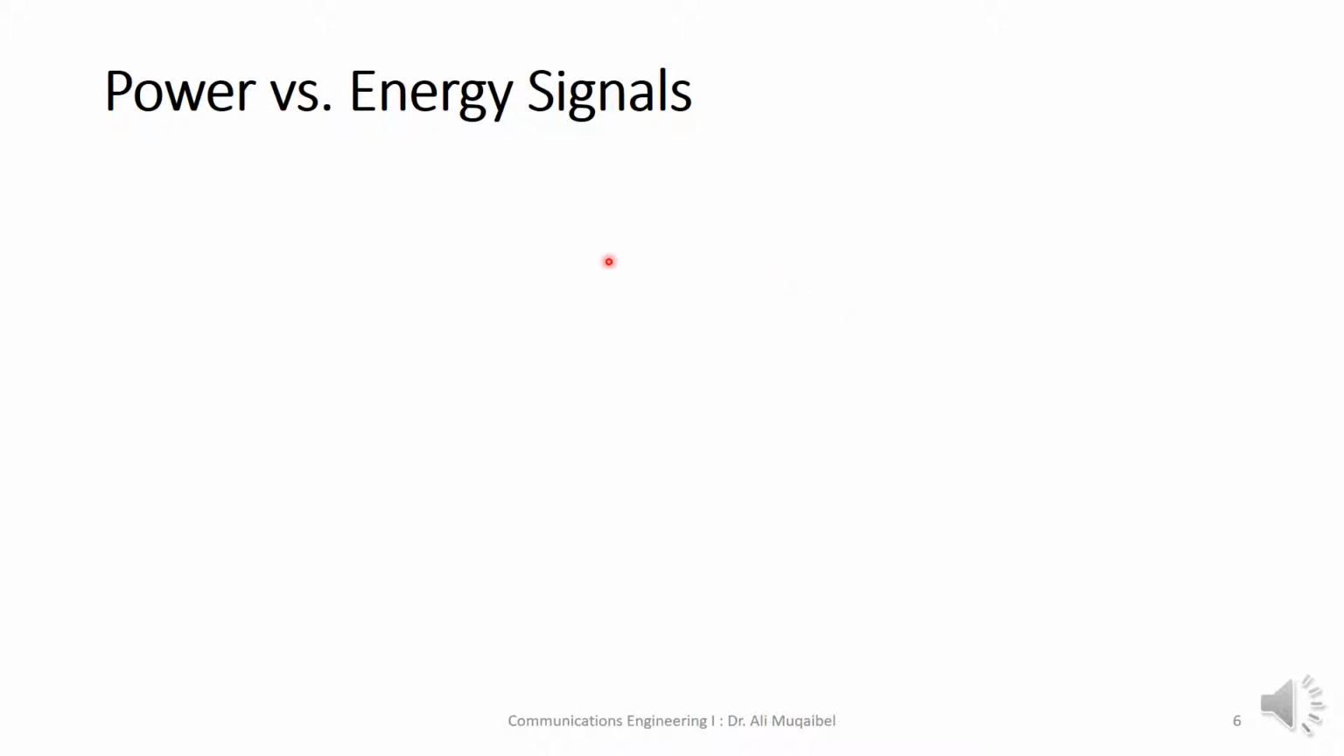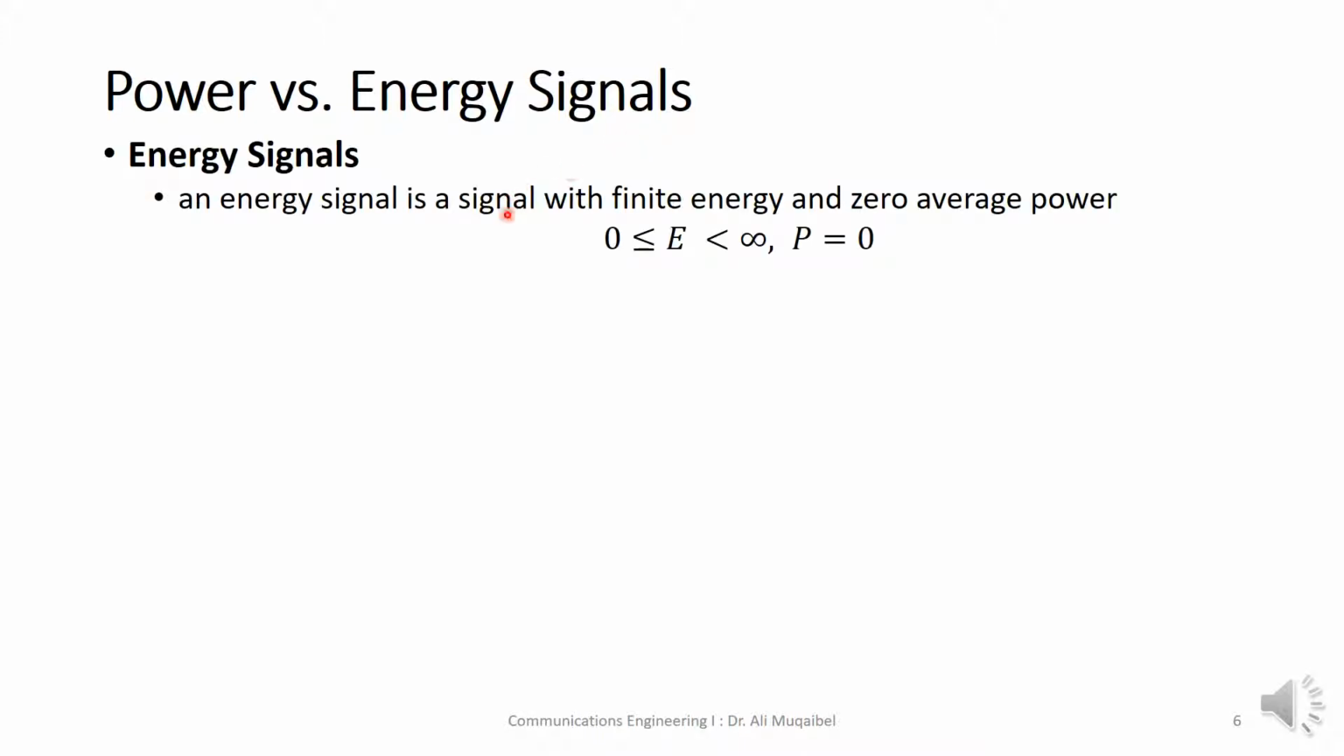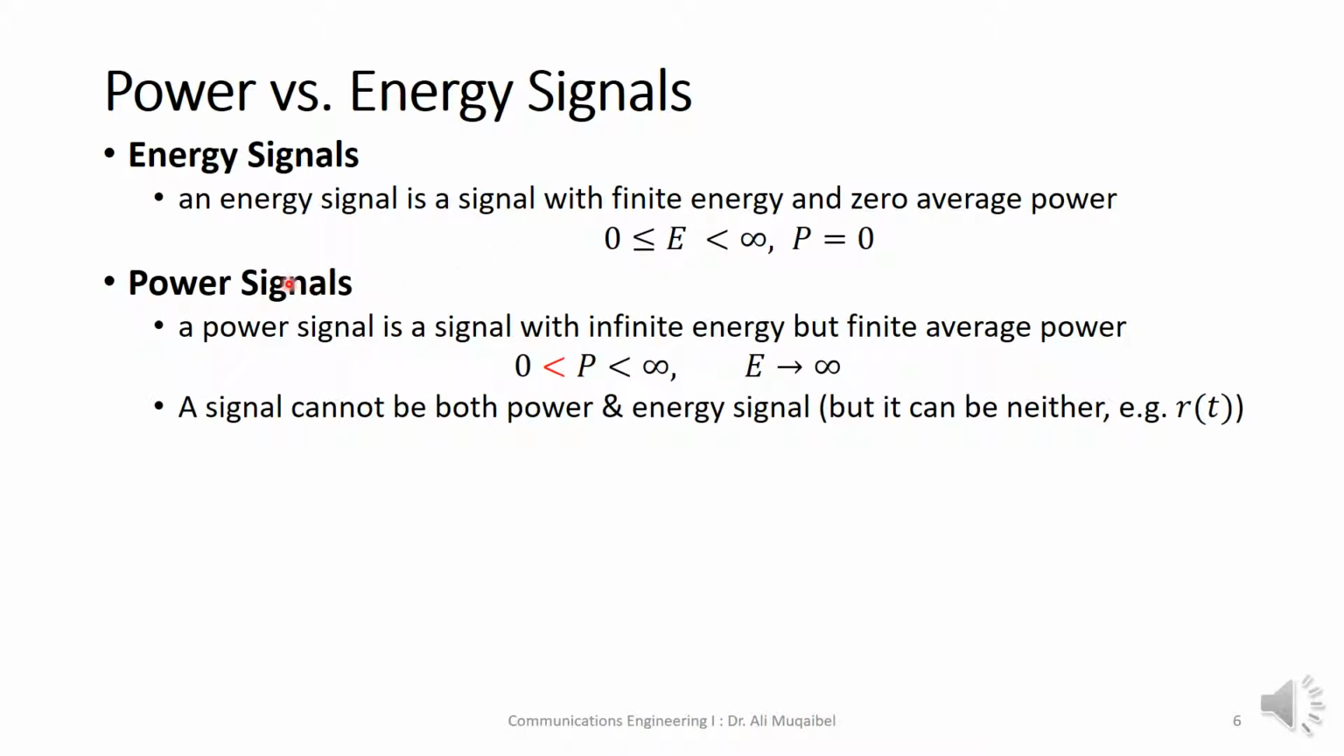Now, when do we say a signal is a power signal, and when do we say a signal is an energy signal? Energy signals have the following characteristics. The power in an energy signal is always equal to 0, and the energy should be finite, between 0 and infinity. It should be less than infinity. On the other hand, a power signal has a similar definition, but the energy here goes to infinity. The power itself is finite. We call it a power signal because the power is finite.